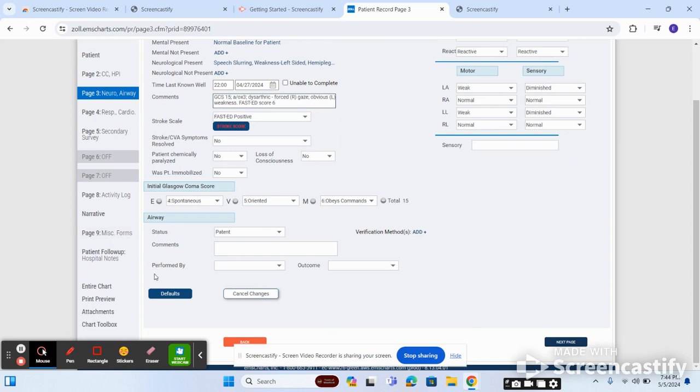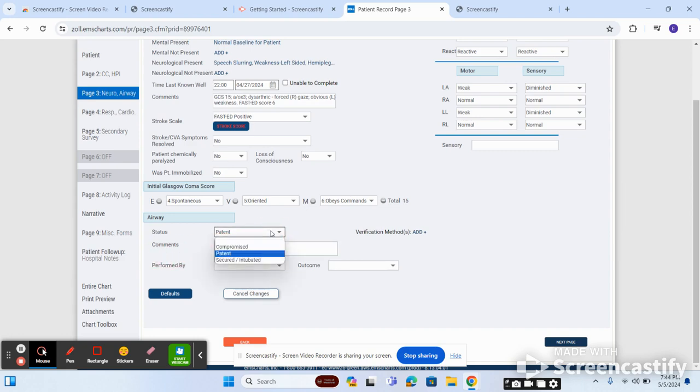So that's super easy. His airway status right here is patent, so we're just going to leave that. We don't need to add any comments. If you want to add comments: clear, patent, self-maintained. Done. Easy. But you don't have to because we've already talked about it right here. This is already selected as patent.